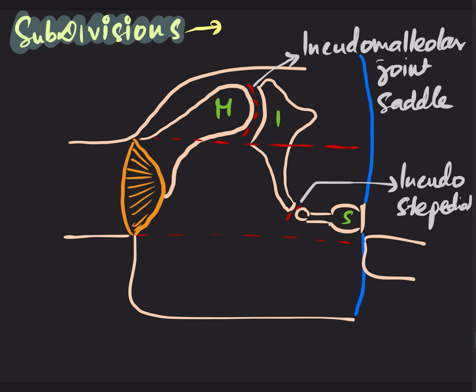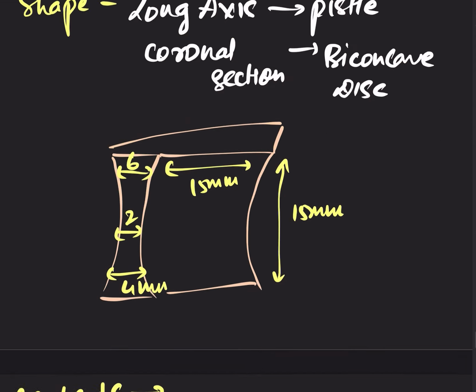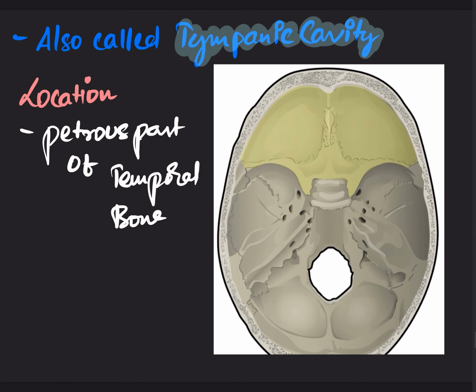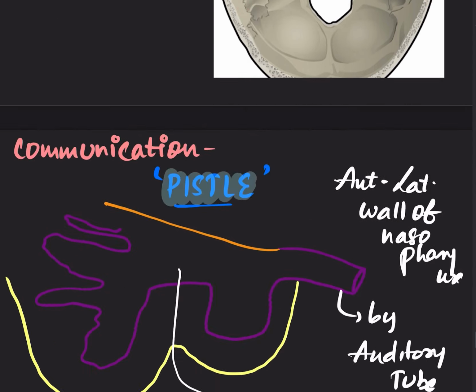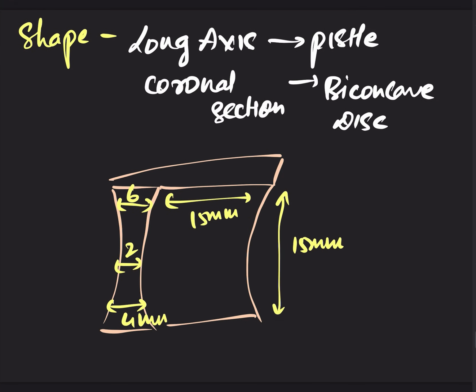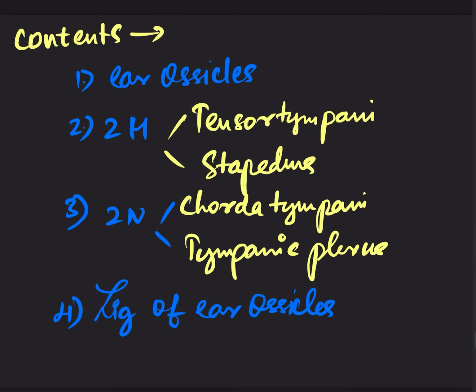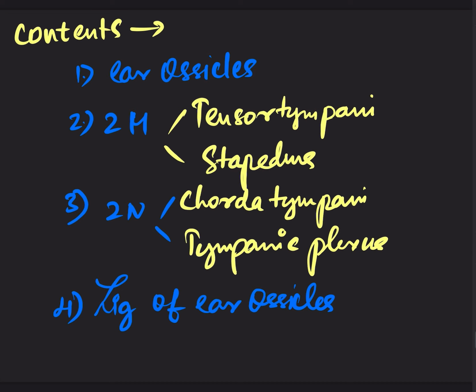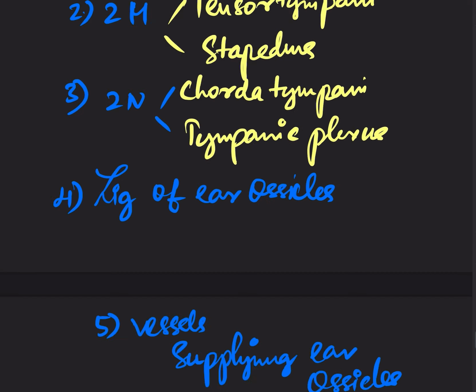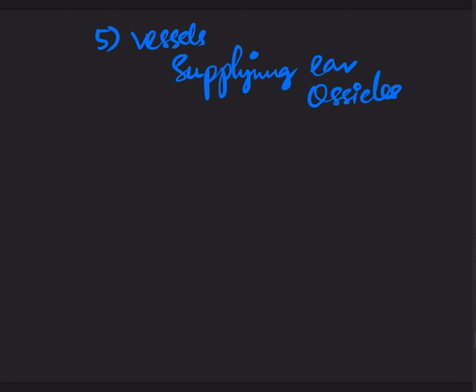So this is all about the middle ear cavity. Once again, a quick revision about the middle ear cavity. It is an air-filled cavity that is lined by the mucous membrane, located in the petrous part of the temporal bone, and it has three divisions. In the long axis it appears like a pistol, and in the coronal section it appears like a biconcave disc. The contents are two muscles, two nerves, ear ossicles, ligaments of the ear ossicles, and the vessels supplying the ear ossicles. Okay guys, that's it with the video.